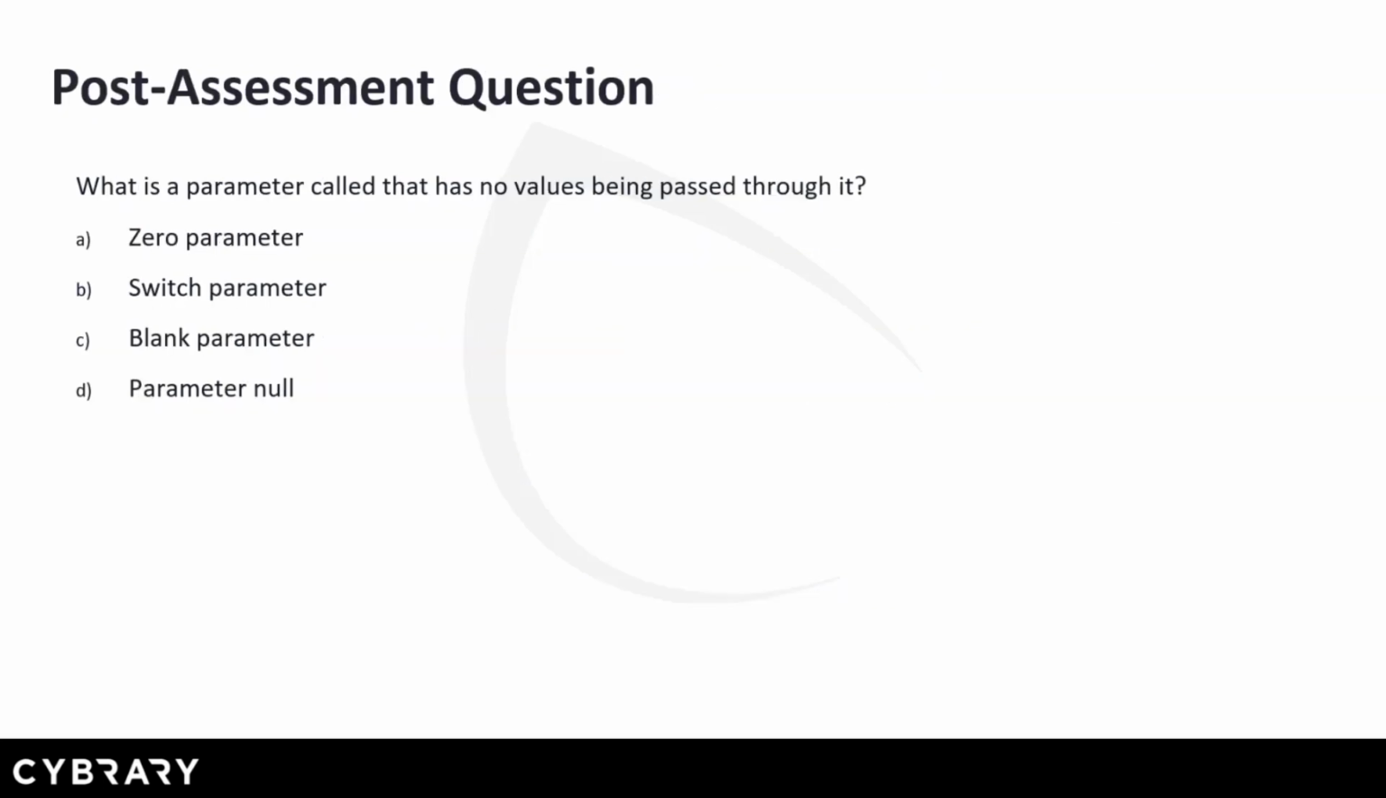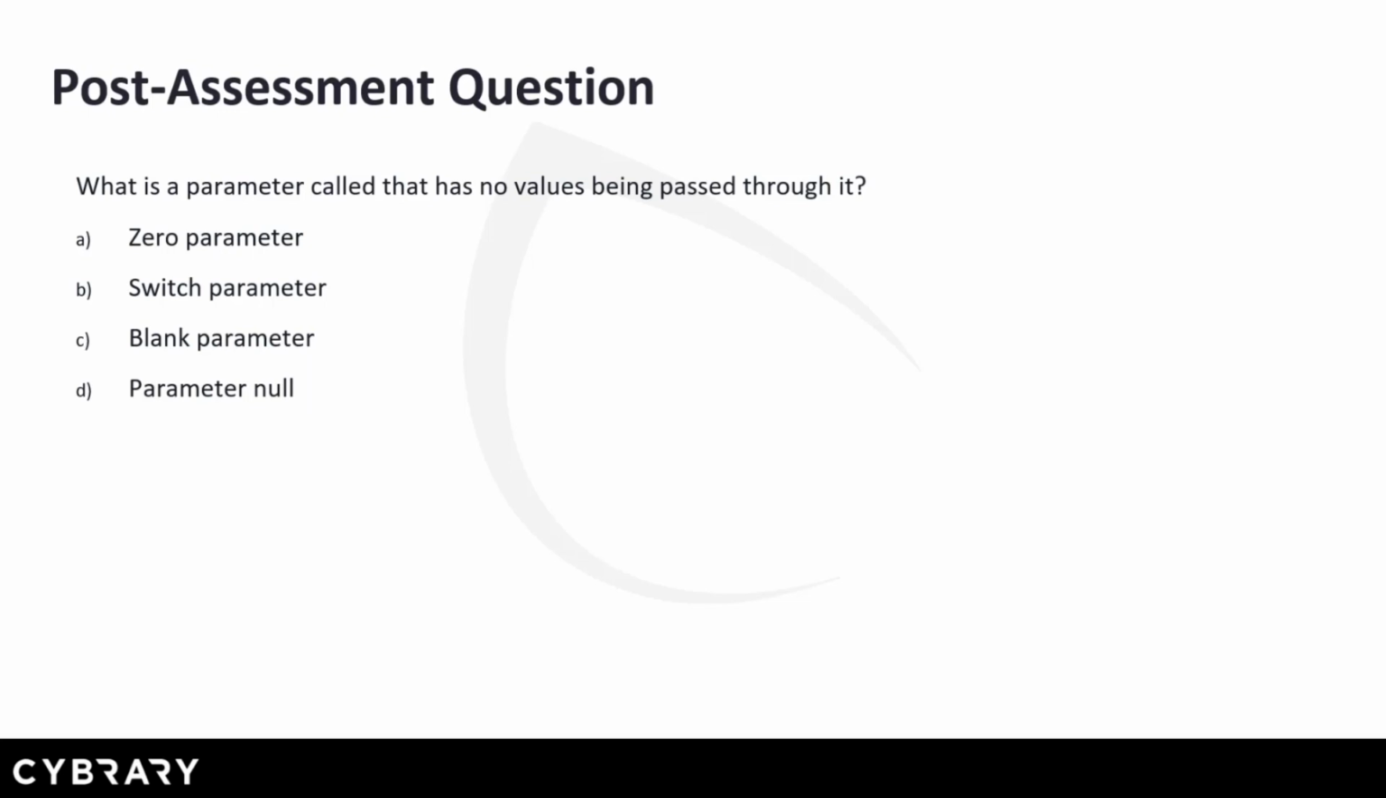All right, so post-assessment question time. What is a parameter called that has no values being passed through it? If you remember back a couple slides, we talked about that. Is that a zero parameter? Is that a switch parameter? Is that a blank parameter or a null parameter? You can pause for a moment to figure out your answer.